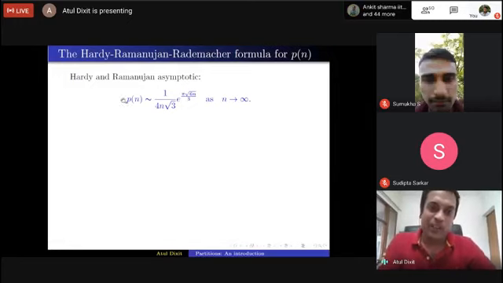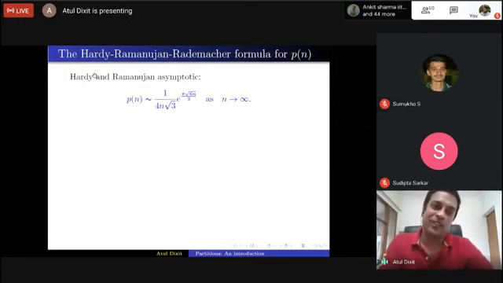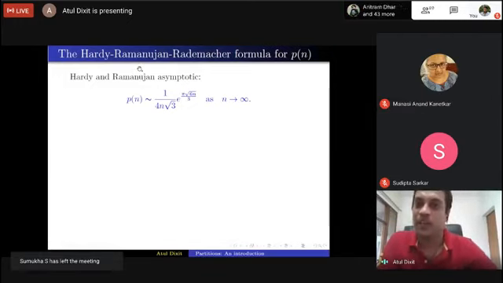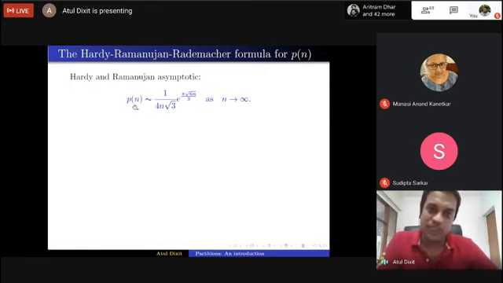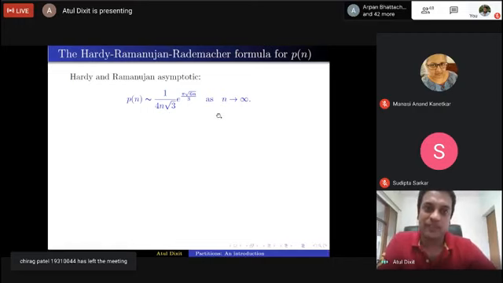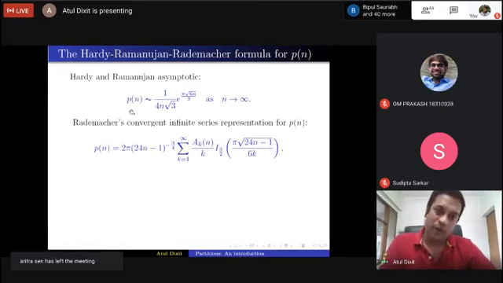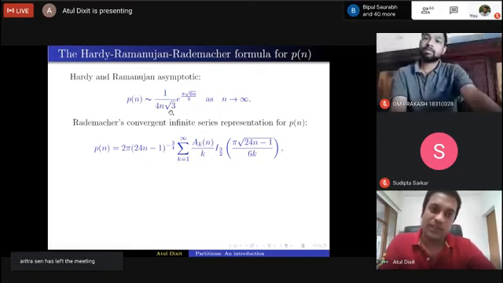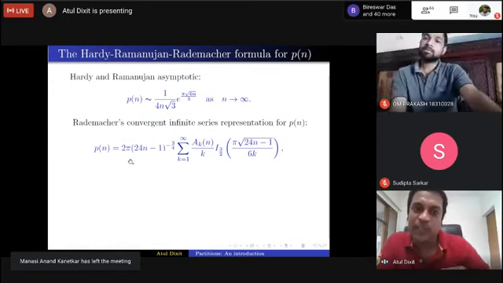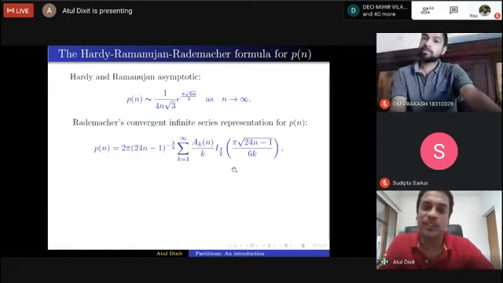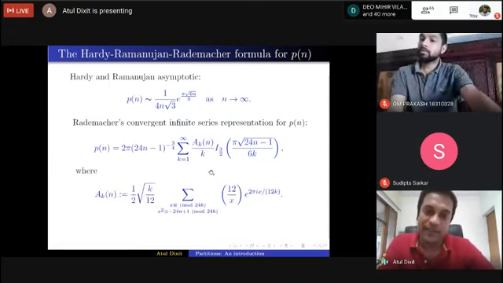Okay, let me now move on to what is known as the Hardy-Ramanujan-Rademacher formula for p(n). We have already seen this asymptotic. The partition function grows very fast. But Hardy and Ramanujan's formula was an asymptotic formula, whereas Rademacher made a few improvements to it, and he was able to find an exact formula for p(n) as this particular infinite series, where this A_k(n) is given by this sum.